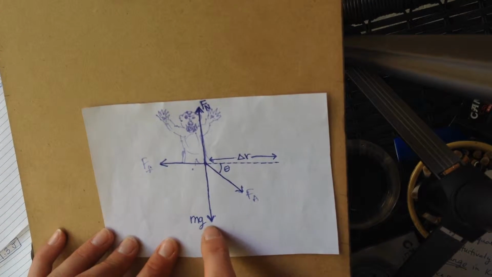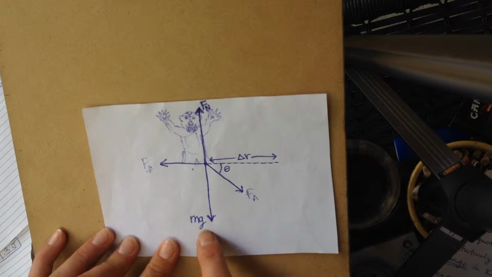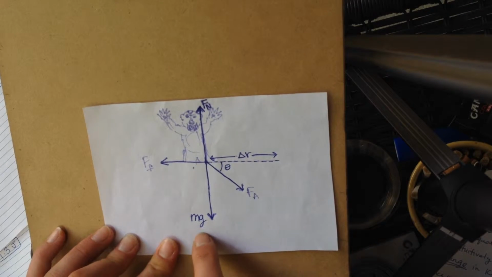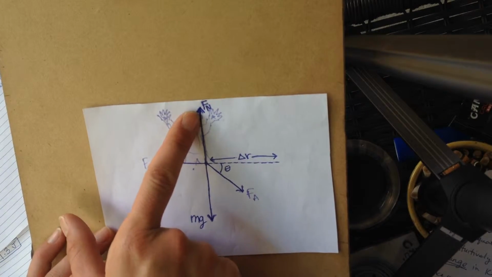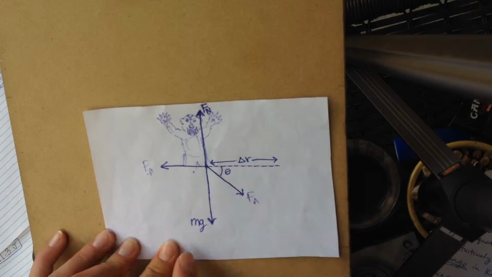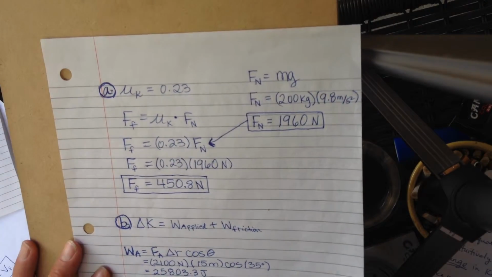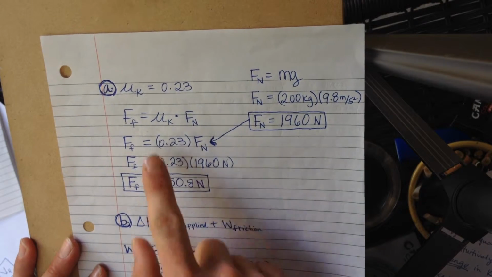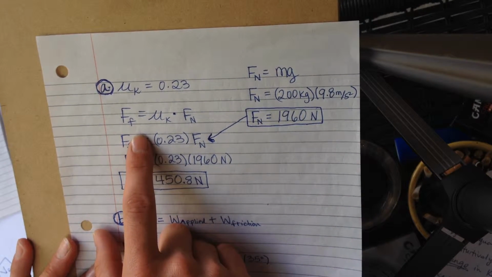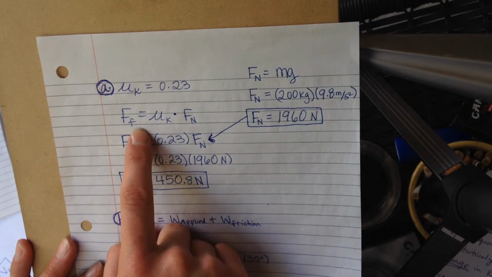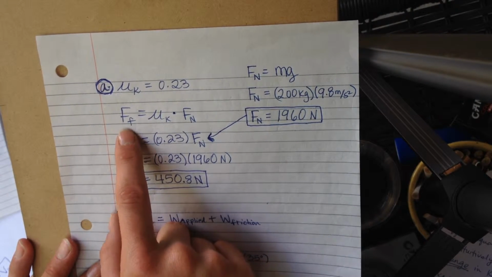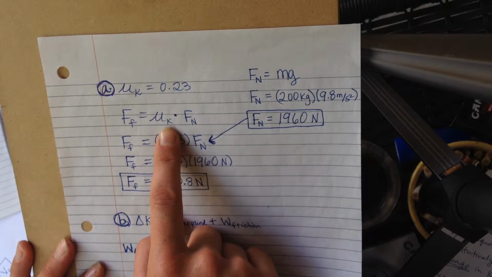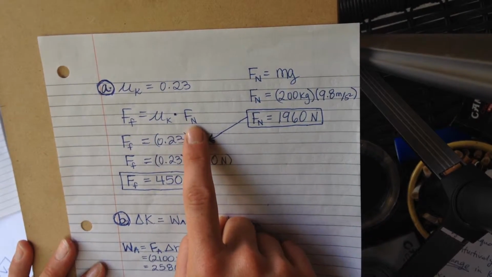We also know the gravity is the mass times 9.8 meters per second squared, and that's also going to be equal to our normal force. So that's going to help us find our frictional force in part A. We were given our coefficient of frictional force is 0.23, and the equation we need to use to find frictional force, I wrote it as F sub F, equals the coefficient of frictional force times the normal force.